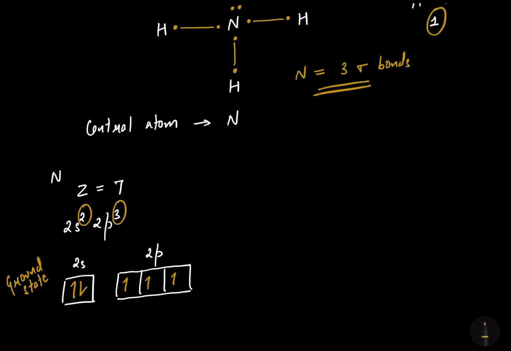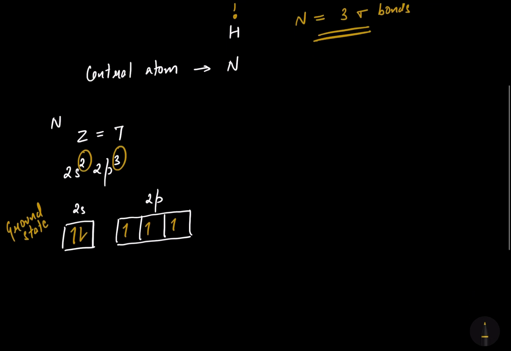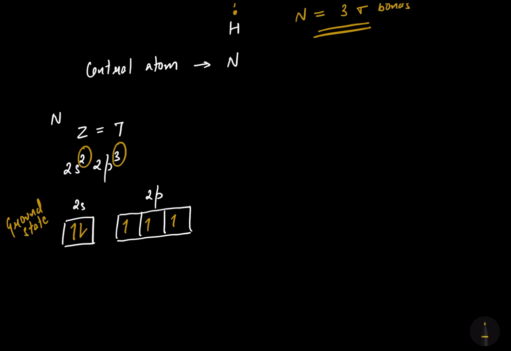So let's check the electronic configuration. This is 2s2 2p3. We have 3 electrons in different orbitals in 2p: one in 2px, another in 2py, and the third in 2pz.